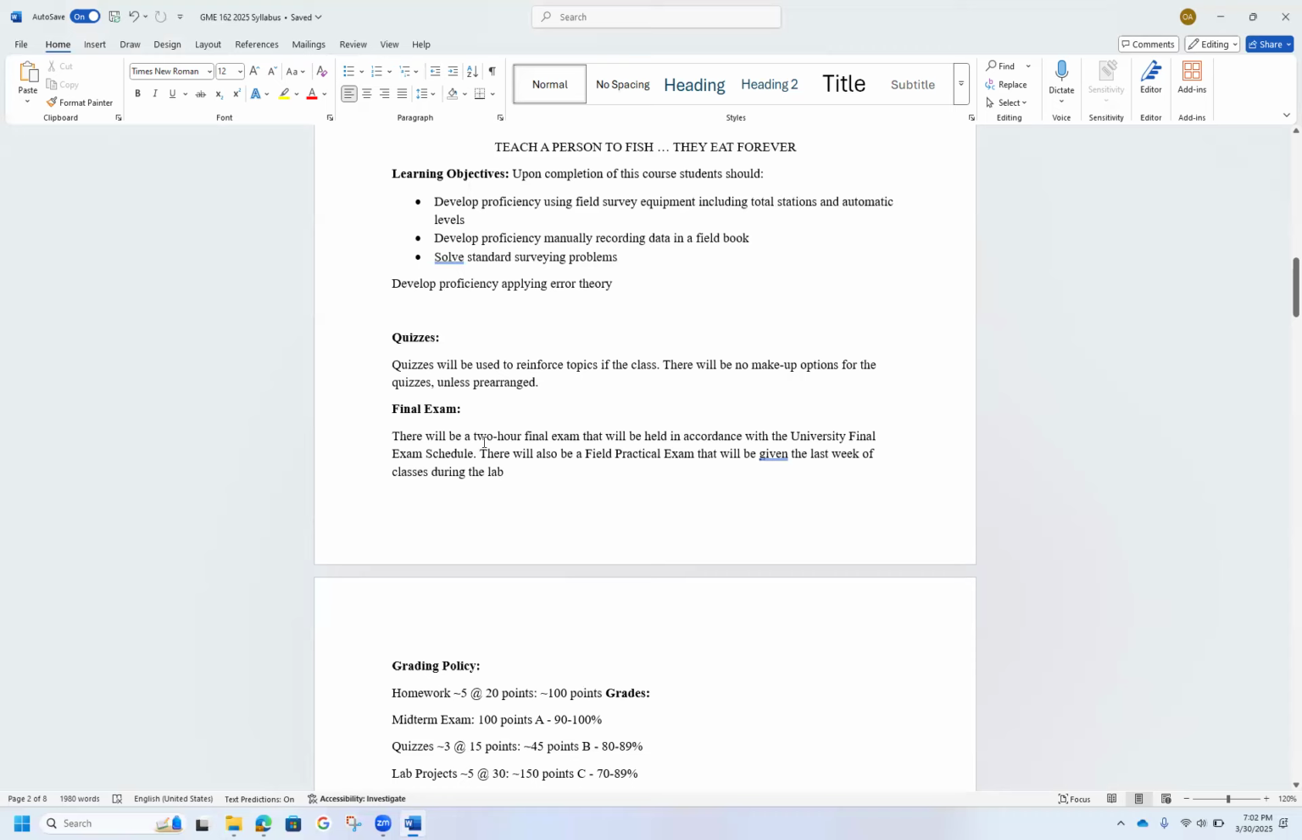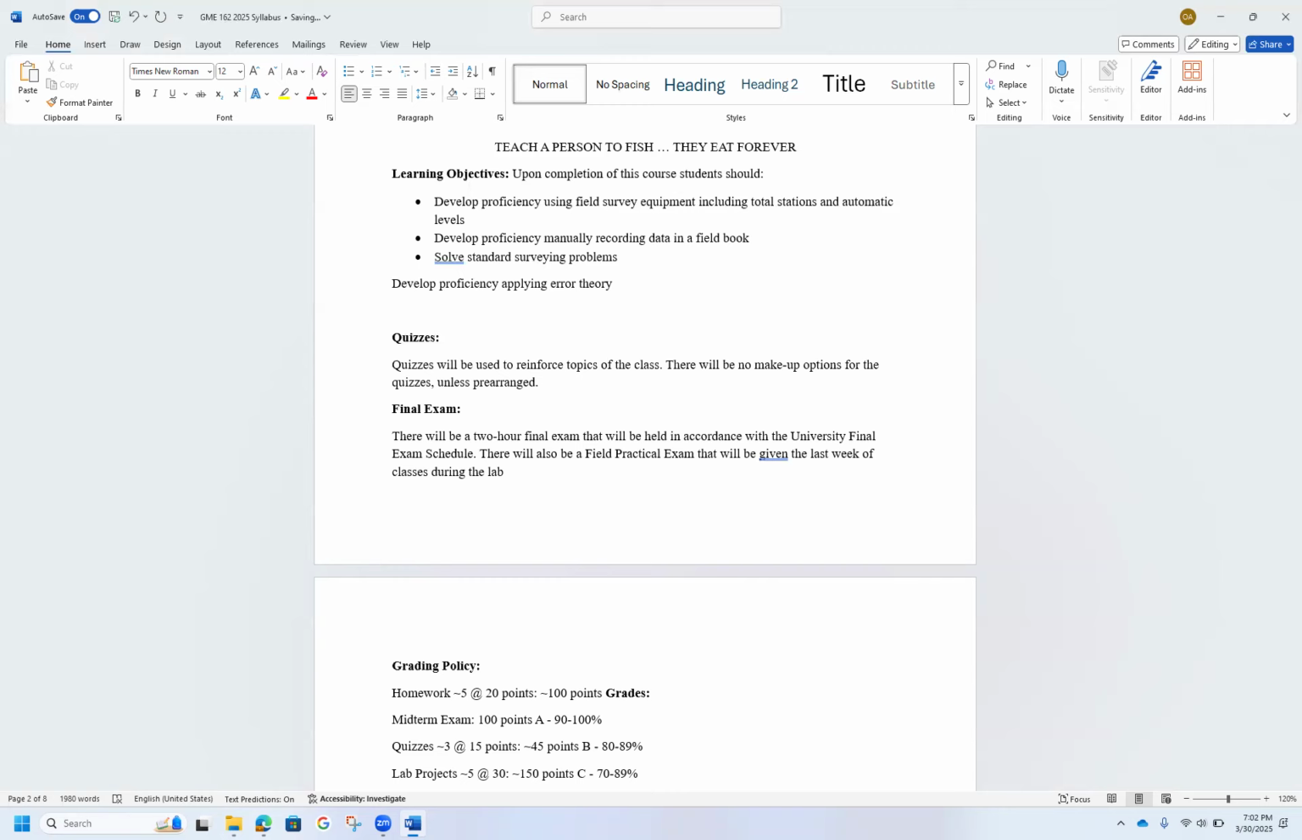All right. So the development of proficiency in using field survey equipment, including this total station and the automatic levels, which is what we will hammer you guys on, the total stations. Development of proficiency in manually recording data in your field book. Again, we are going to be neat, we're going to be effective, we're going to be well documented in our field books. We're going to give you plenty of examples to walk through. Quizzes we'll use to reinforce topics of the class.